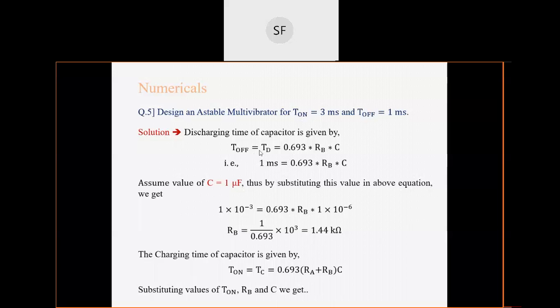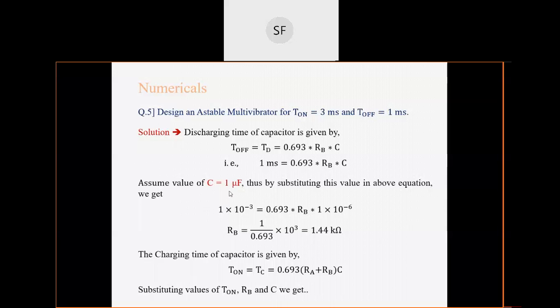So by applying this knowledge, T off equals discharging time equals 0.693 into RB into C. So you just put the value of T off, that is 1 millisecond. So we have put the value of 1 millisecond here. Now you can observe there are two unknowns. One of them is RB and another one is capacitor C. So now here I am assuming the value of capacitor C as 1 microfarad.